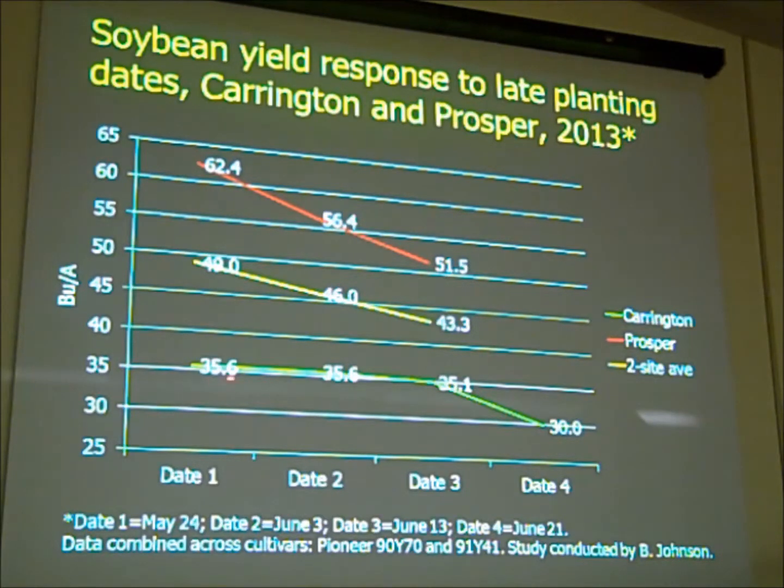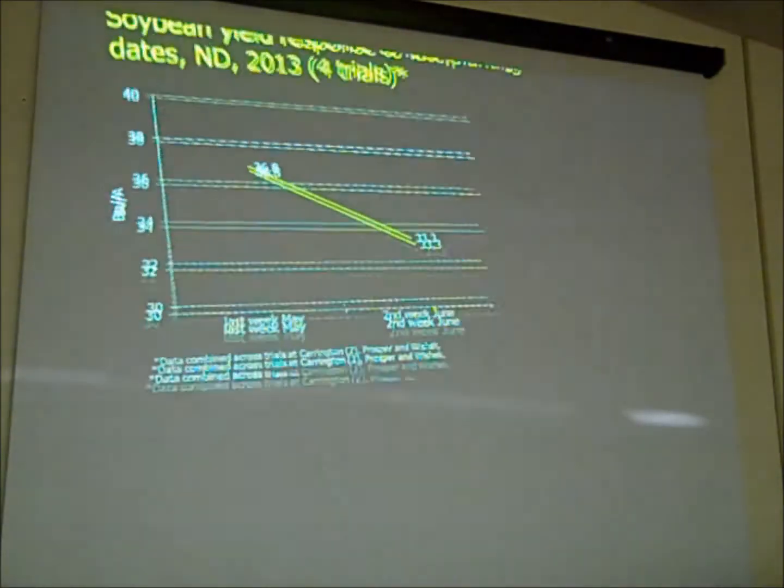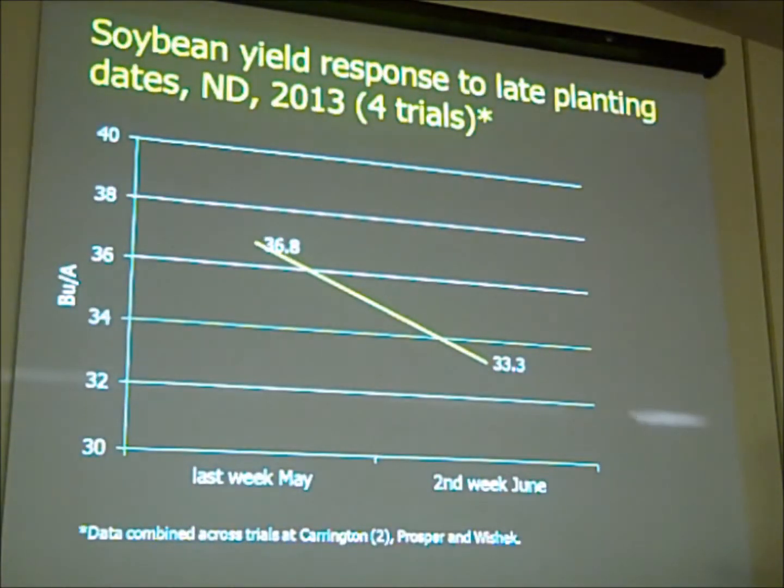It's interesting at Carrington that his data is showing very stable yields until he got to the very latest planting date, which was on June 21st. But certainly the trend for the 2-site average was, yeah, a decline with time. So what I did is I put the data together from 4 of the trials that matched up, where the planting was the last week in May versus the second week in June. And here's what we found. It was timely, of course, to get the crop in the first part of May.